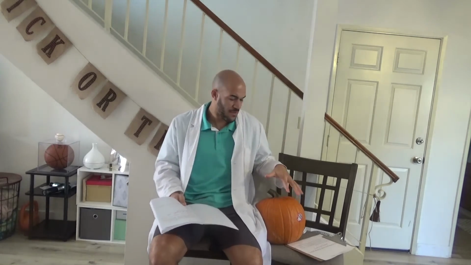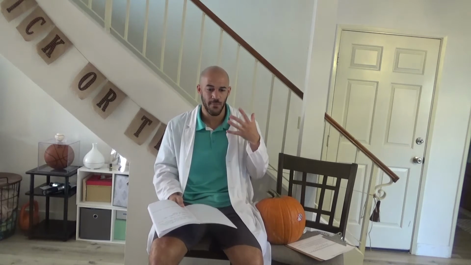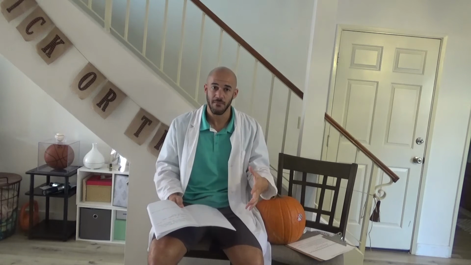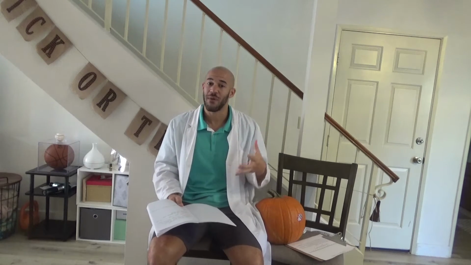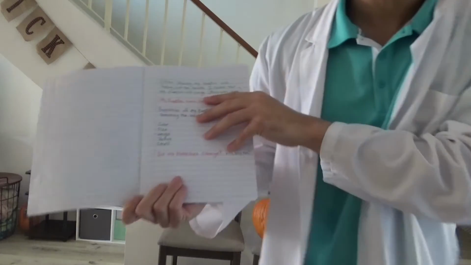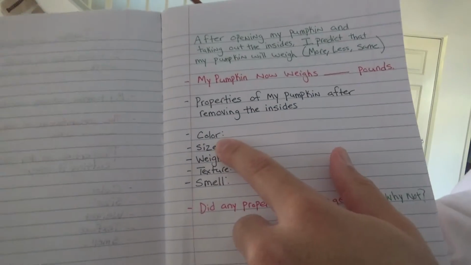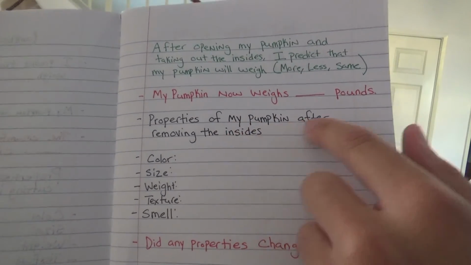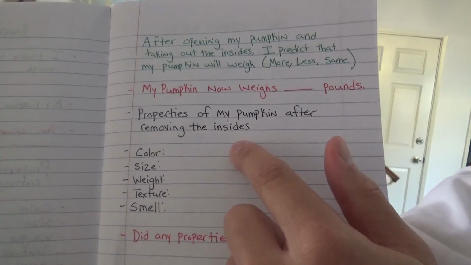All right? And once you've done that, now it's time to observe again. We're going to have to observe the properties. Maybe some properties have changed after we've cut it open. Maybe it has a different color. Maybe it has a different size, texture, weight, smell. All right, so go ahead and observe those. And again, this is how I did it. Color, size, weight, texture, smell, right? Properties of my pumpkin after removing the insides.